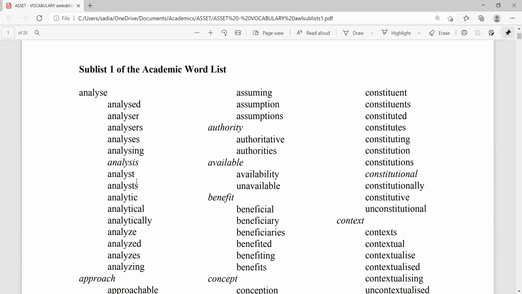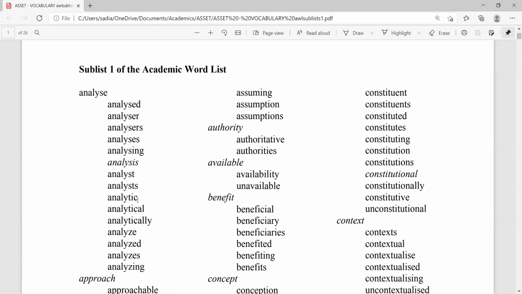Analyst. Now, analyzer and analyst. Try looking them up in the dictionary and see the difference. What is the difference between an analyzer and an analyst? Then you can see the next word, analysts, same noun form, but s is added. That is the plural form of this word.